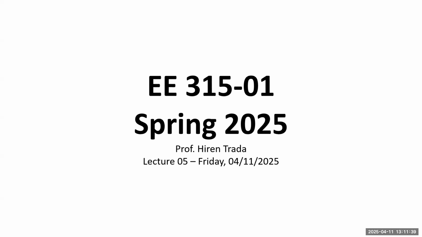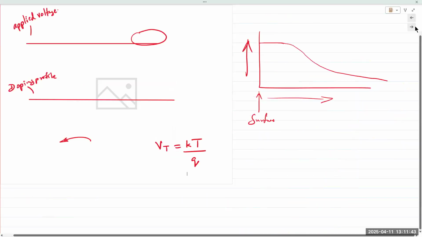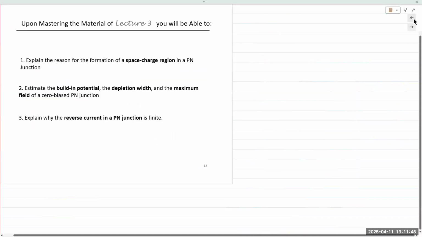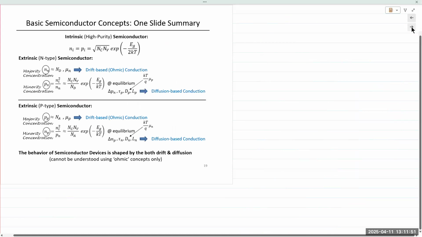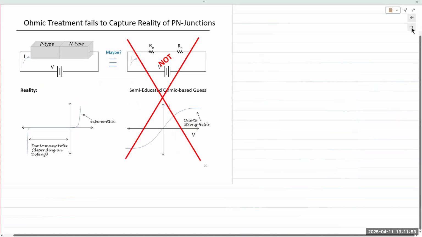So let's bring up the class notebook. All right, so we stopped at, let's see, electrical conduction and semiconductors. And in this class, we are going to take the P and N type material. We're going to join them together.